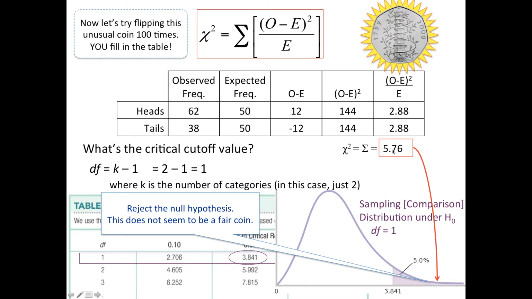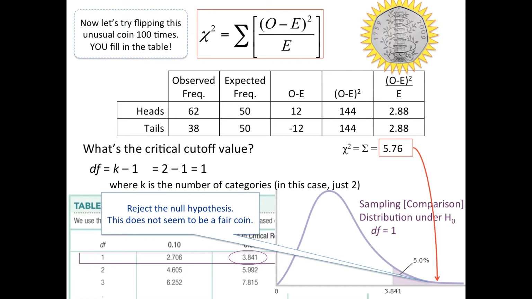But this time, our chi-square is more extreme than our critical cutoff value. It's in the rejection region, so this time we reject the null hypothesis. It seems like this coin is not fair. In other words, getting 62 heads and 38 tails in 100 flips is a pretty low probability set of observations if the coin was fair. It's too far from our expected frequency for us to think this is actually coming from a fair coin.